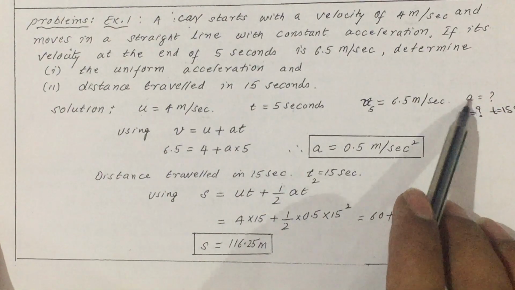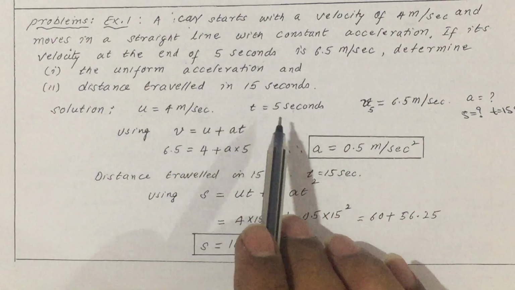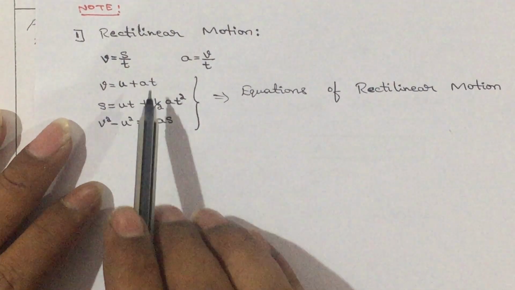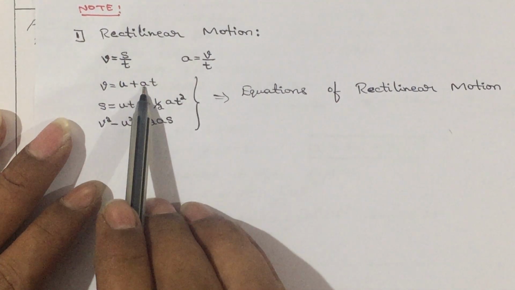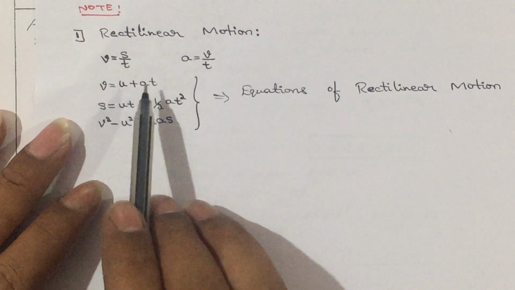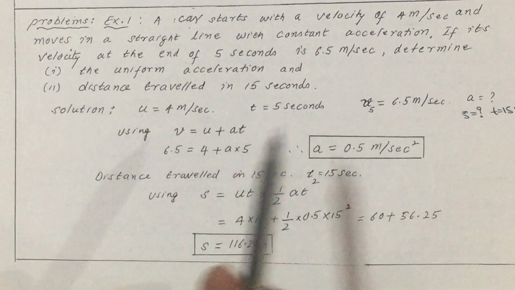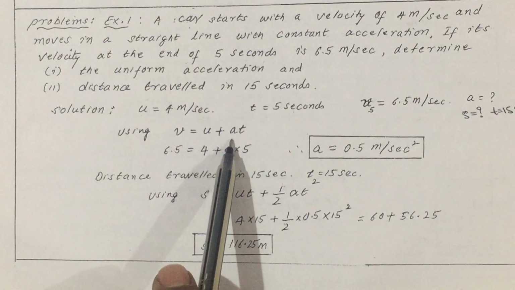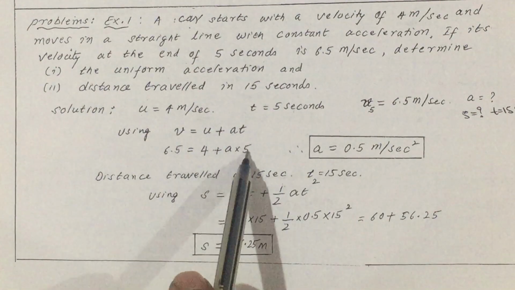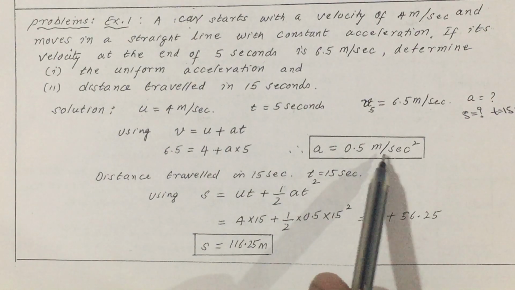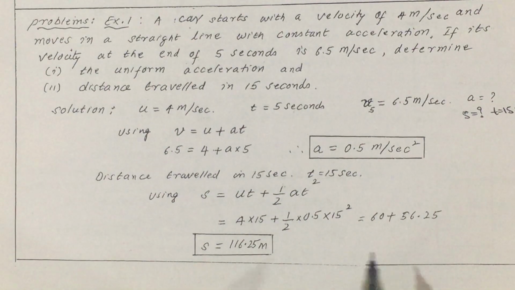Here we need a. The given data are u, t and v. So, out of these equations, I am going to choose the first equation. Why? I need a, t and u, v is given. So, choose the equation v is equal to u plus at, substitute the values, you are going to get a. a is equal to 0.5 meter per second square.